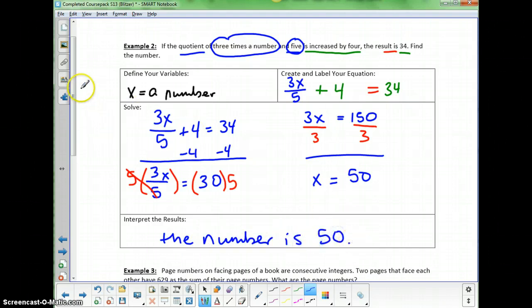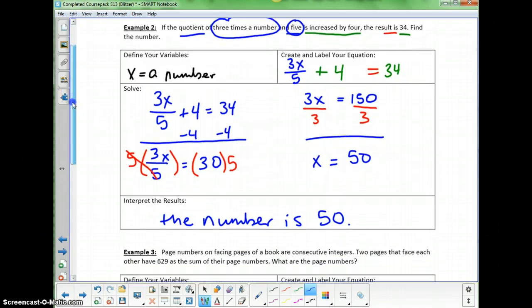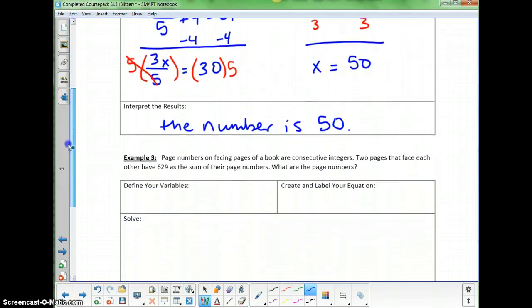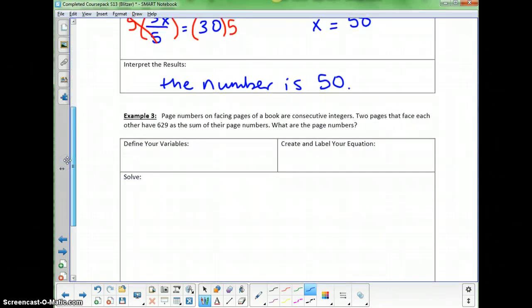Okay, so let's look at the next example. In the next example, we're looking at page numbers on facing pages of a book. They're consecutive integers. 2 pages that face each other have 629 as the sum of their page numbers. What are the page numbers? So first of all, what I need to think about is if page 1 is x, what would page 2 be?